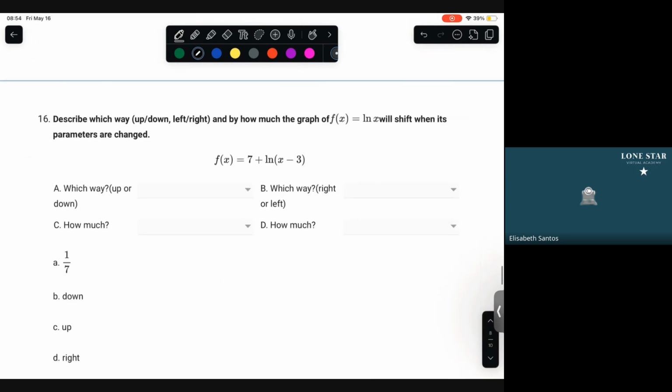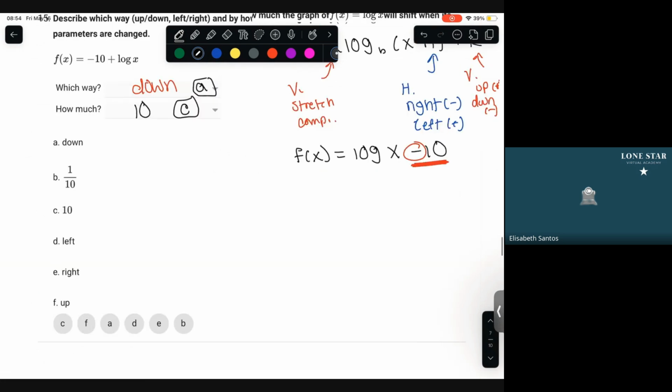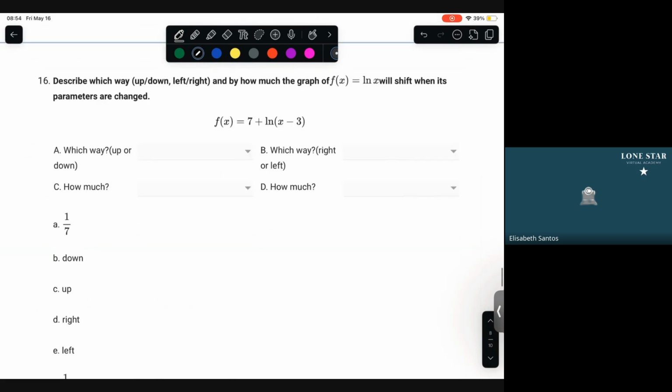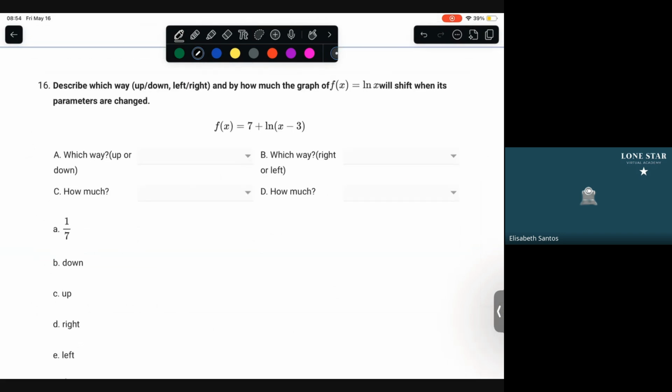Okay, so same thing here. Okay, so notice here we have ln. So ln is the natural log, and that is just log with a base of e, and you just write it as ln.